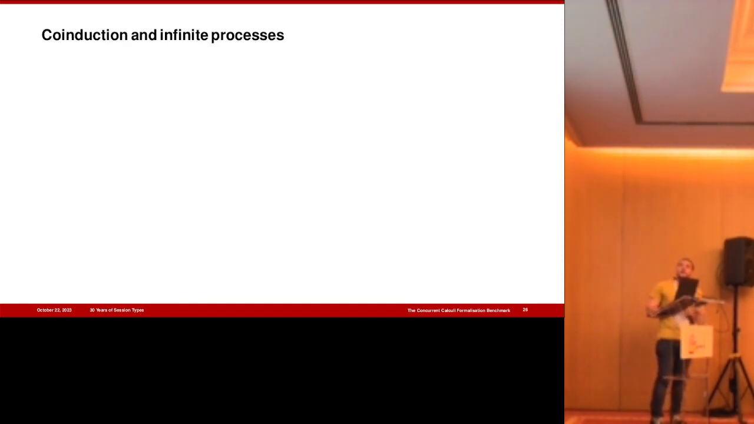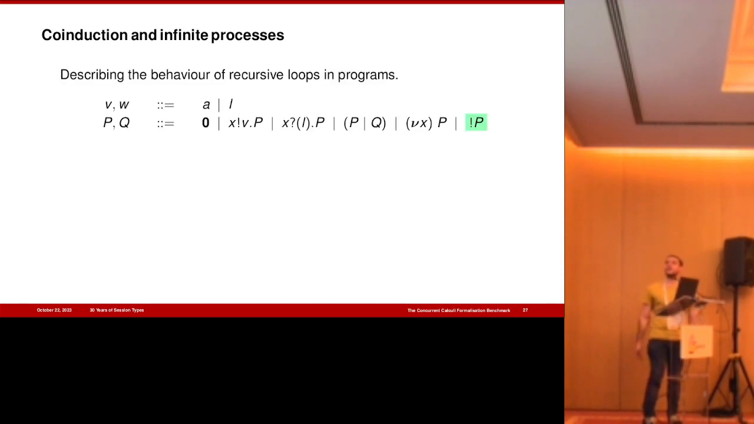Then, coinduction and infinite processes. This is the last challenge, and it deals with coinduction. Very similar syntax as before, values, variable. The only new thing is the thing in green, which is replication, which actually introduces infinite behavior in our processes with this rule.